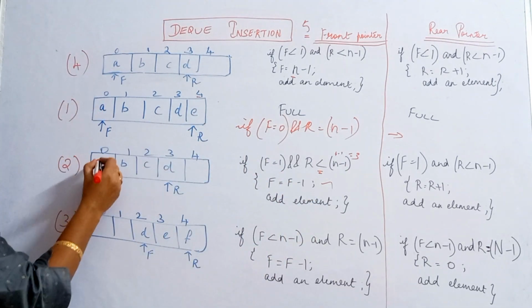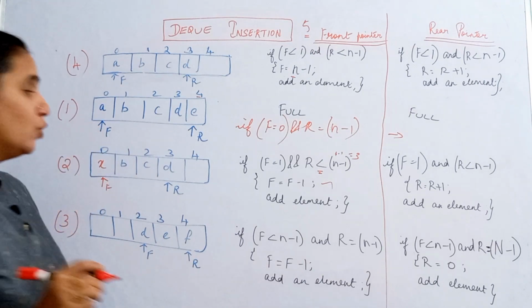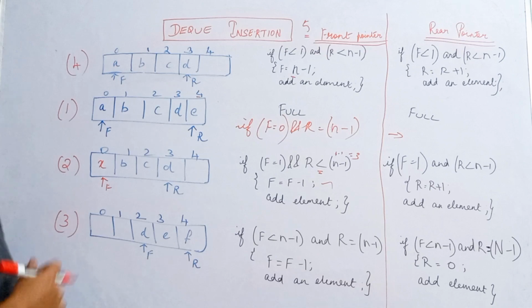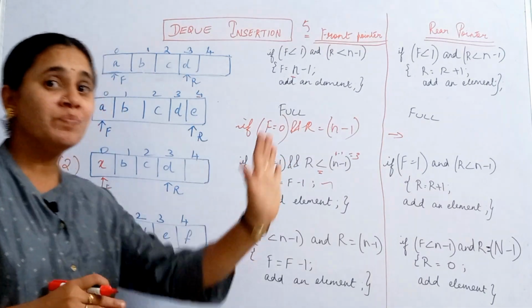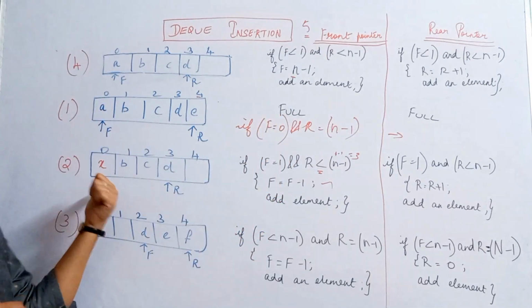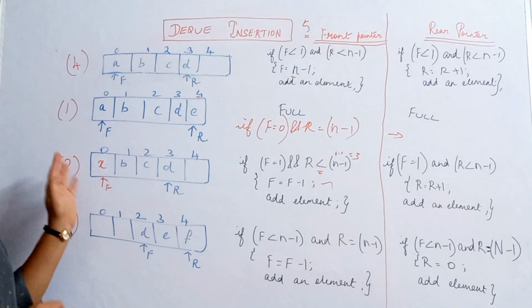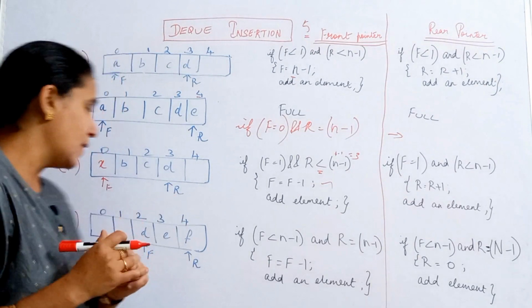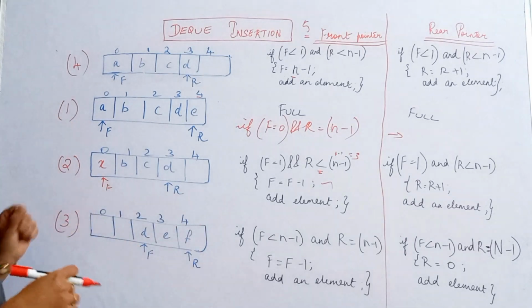So let the element be x. Like this, I am going to add the element by decrementing the front pointer. So this is the condition if and only if one element has to be inserted in my front location. Okay friends, are you all clear? Right. So next, we will see this possibility.